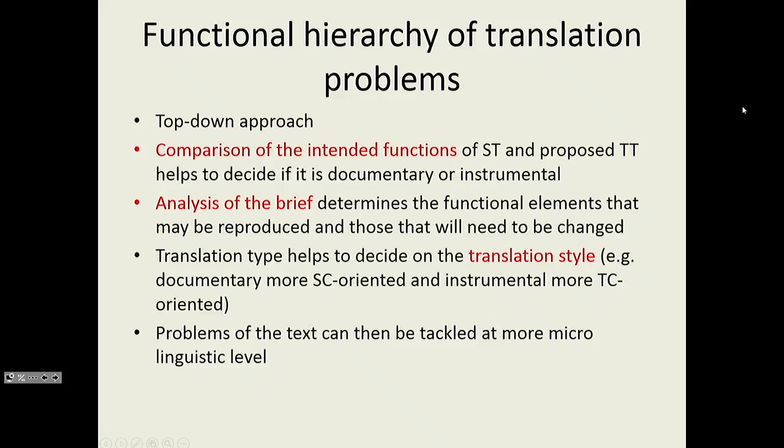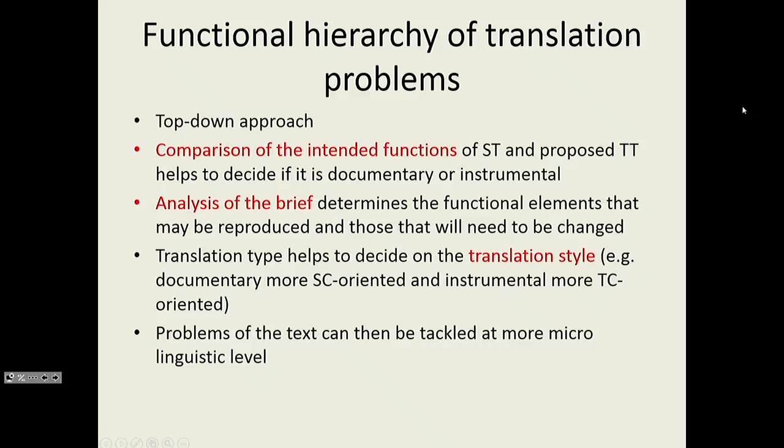So nearly at the end now, what this does is also allow us to create a functional hierarchy of translation problems. So we would call this a top-down approach, and that simply means we look at the more kind of macro issues and then get to the micro.